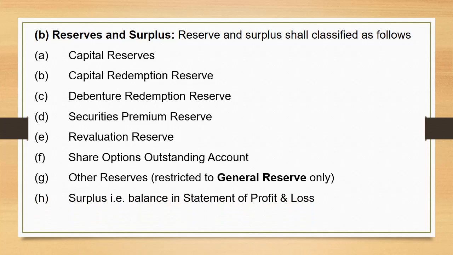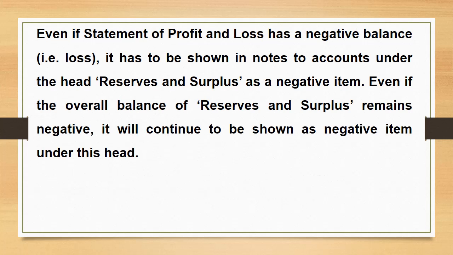Seventh, other reserves, restricted to general reserve only as far as class 12 is concerned, and eighth, surplus balance in statement of P&L. Either it's a surplus or a deficit, a positive balance or a negative balance, it has to be shown over here. Even if statement of P&L has a negative balance, it has to be shown in notes to accounts under the head reserves and surplus as a negative item.